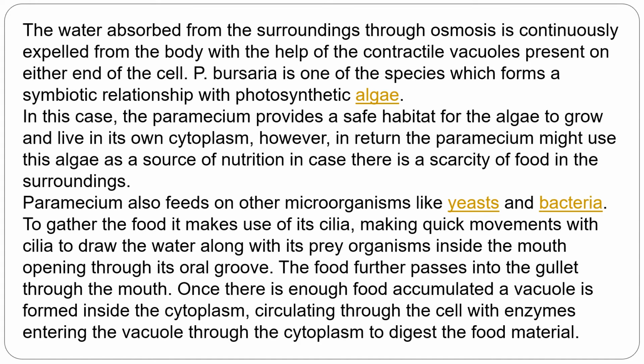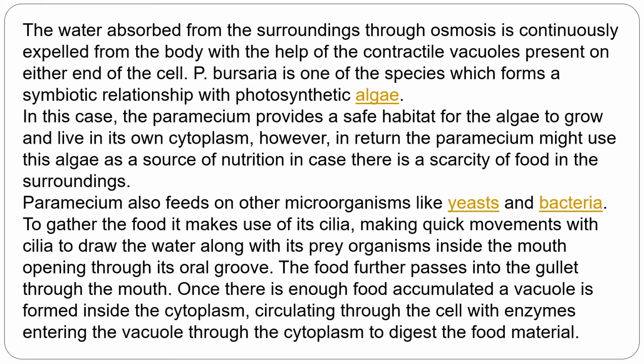Paramecium also feeds on other microorganisms like yeast and bacteria. To gather the food, it makes use of its cilia, making quick movements with cilia to draw the water along with its prey organisms inside the mouth opening through an oral groove. The food further passes into the gullet through the mouth.